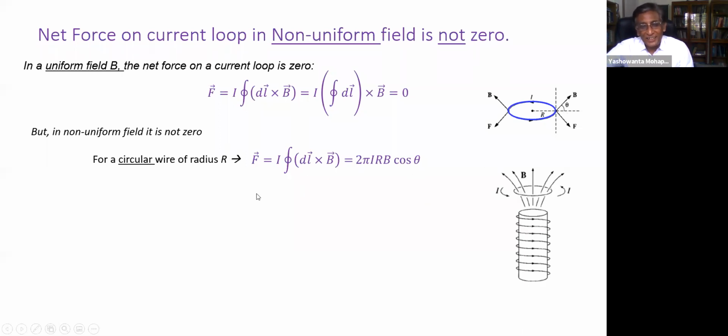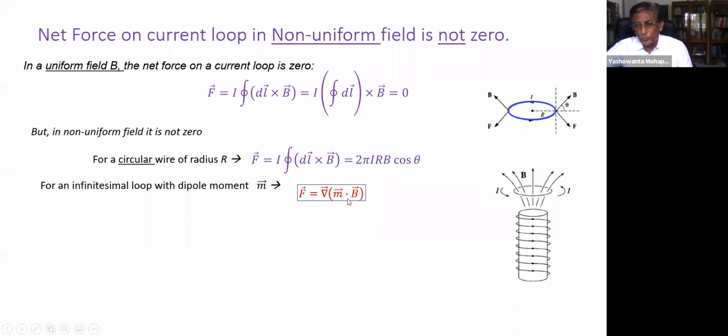Now, for an infinitely small loop with a dipole moment m, I can always write this as this. This can be proved rigorously, but take it from me. The rigorous proof requires a little bit of index manipulation. I don't know whether you have done the Levi-Civita tensor in 101 or 102, but I will not go into it. So this is the force because of m due to B. The dipole moment can be given as this, and this can be proved rigorously, but I will not do it here.